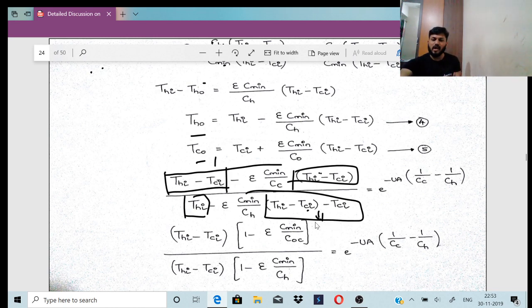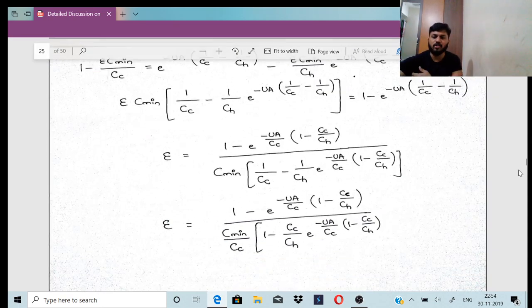So what will happen on both sides? Here it is CC, here it is CH, so that will be the difference. Don't cancel this one either, okay? This is CC and this is CH. So taking THI minus TCI out, which is common, we will get 1 minus epsilon C minimum divided by CC, divided by 1 minus epsilon C minimum divided by CH, which is e power minus UA times 1 by CC minus 1 by CH. This is for counterflow; we won't cancel them. What will be remaining here? 1 minus epsilon C minimum by CC divided by 1 minus epsilon C minimum by CH. That will be remaining here, and the right hand side will remain the same.